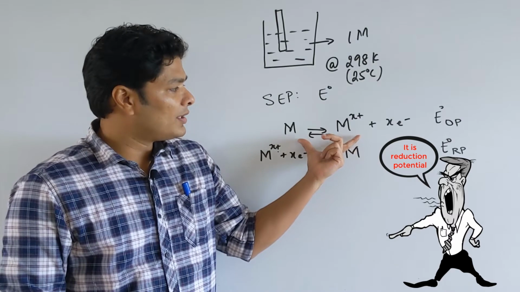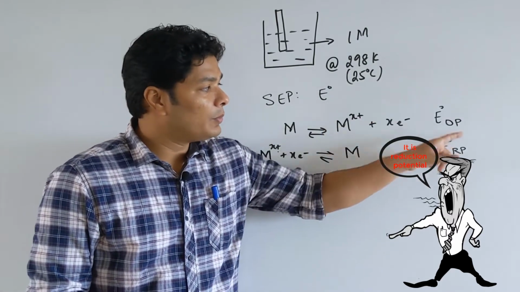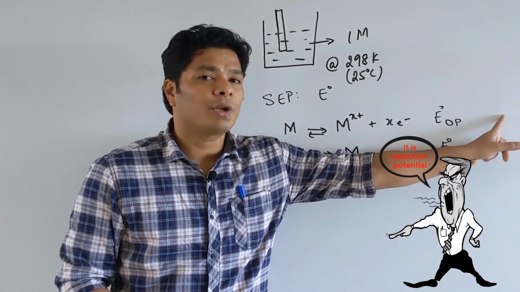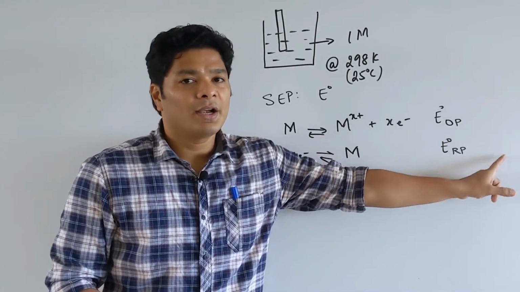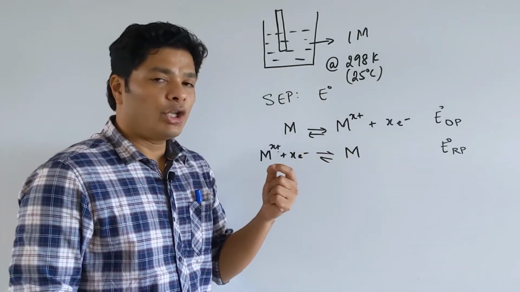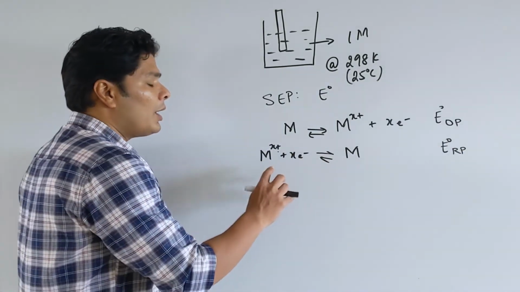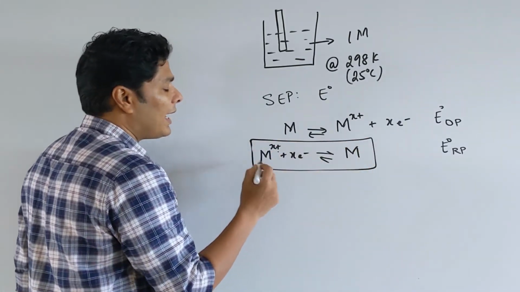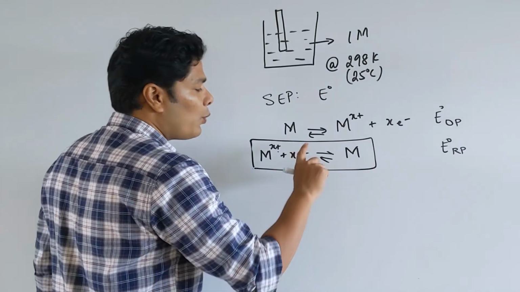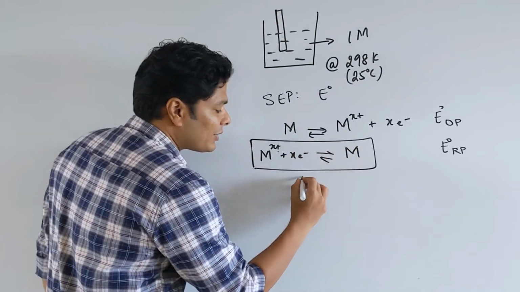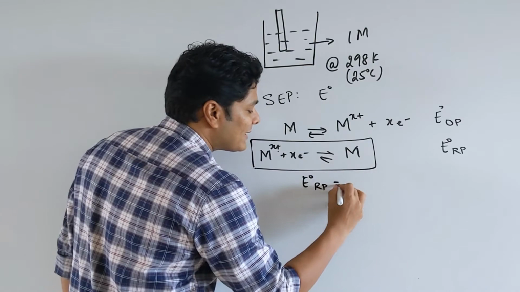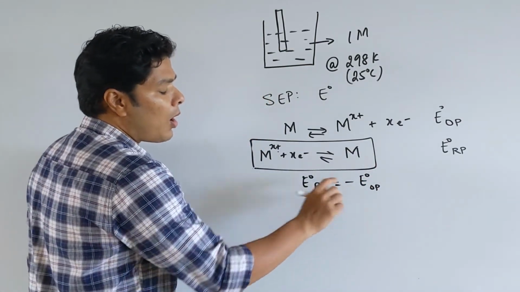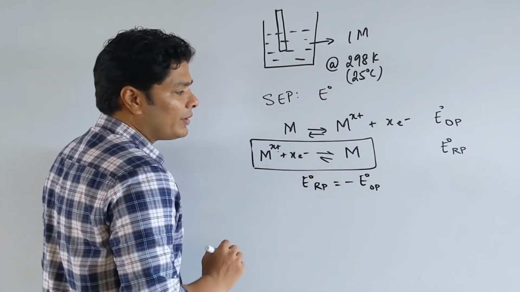So if they give you an oxidation equation, they have to tell you E naught OP to make sure that they are giving you oxidation potential, otherwise it is assumed as reduction potential. So this is something that you really want to know. This is the most important one: reduction potential, unless oxidation potential is given. Now they are related in such a way that E naught reduction potential is exactly equal in magnitude but opposite in sign to the oxidation potential. So you can convert one to the other.